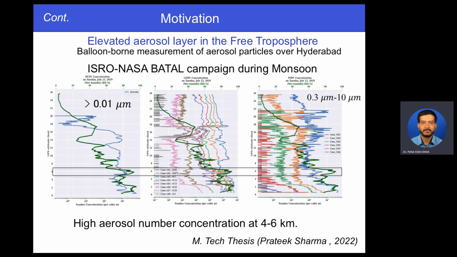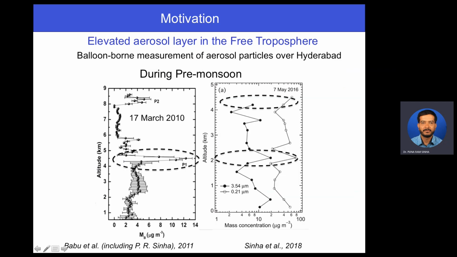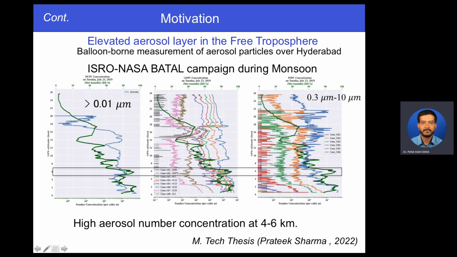Recent balloon-borne measurement during the ISRO NASA BATAL campaign also depicted that between 4 to 6 kilometer we have an elevated aerosol layer during monsoon. Please do remember that this experiment was conducted during pre-monsoon, that is March and May, and that experiment was conducted during monsoon times. So during these two seasons, we could see elevated aerosol layers present between 4 to 6 kilometers.